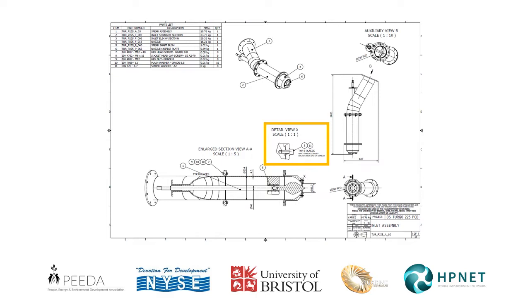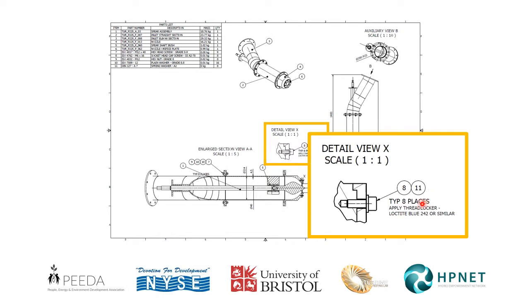We also have detailed views which provide particular information. So here we can see it's identified that there is a bolt and washer indicated by the 8 and the 11, that there are 8 of them, and there's an additional instruction which is to apply a thread locker or similar.